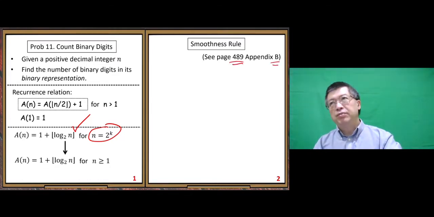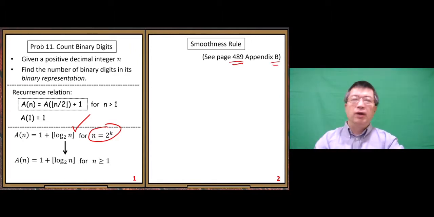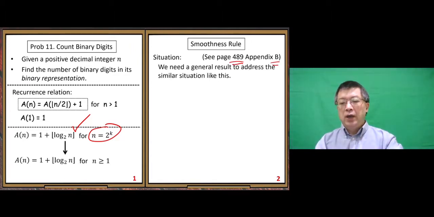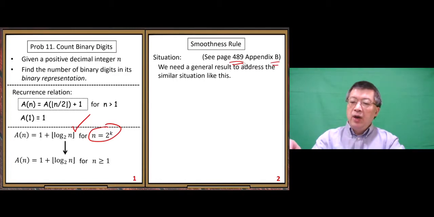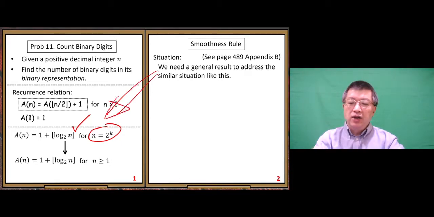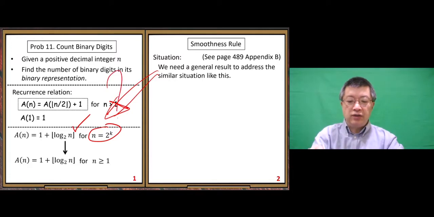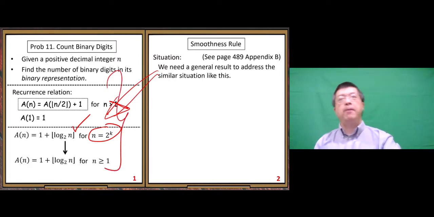Definitely, I do not try to prove it. So if you are interested, you can read the proof. But we are not required. We just understand the theorem and we can use it when we need it. The situation is this. We need a general result to address the similar situation. So here I do not repeat the same situation. The situation I'm talking about is here.